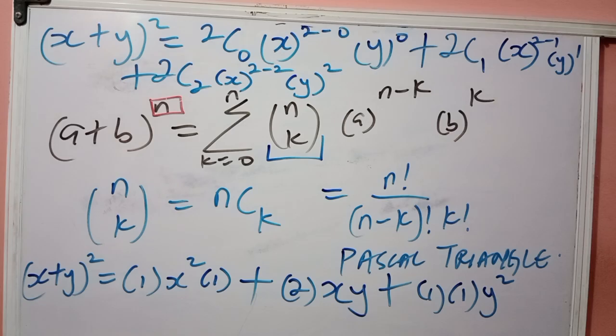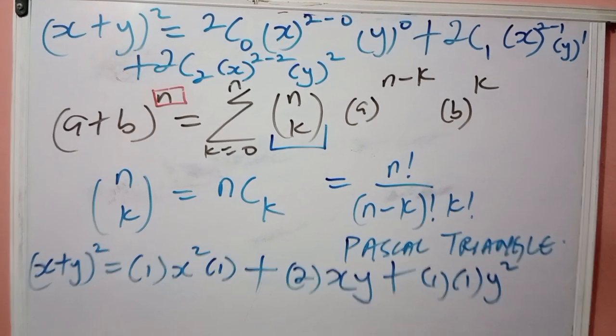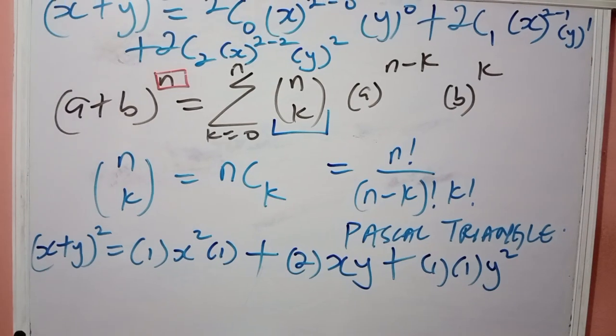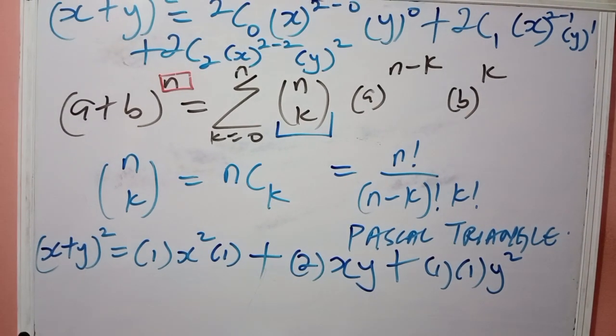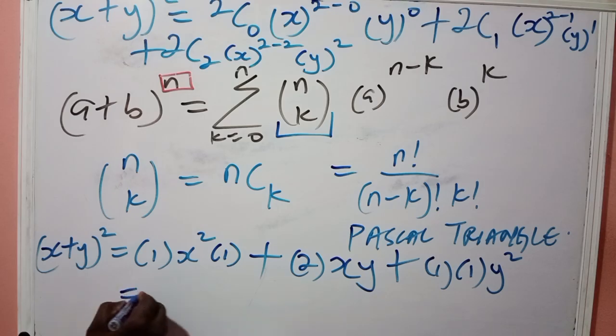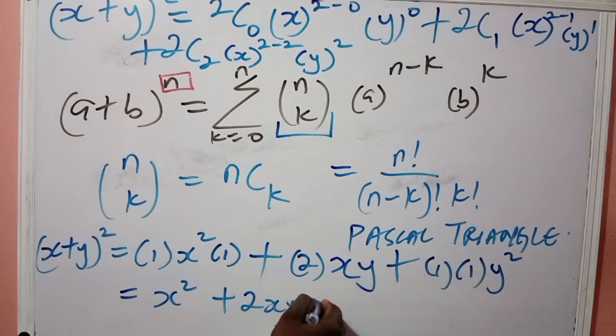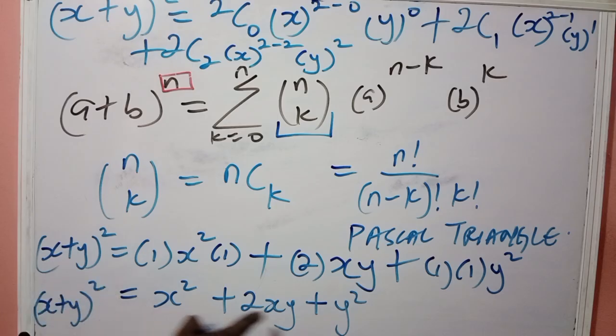So you can see how by using a simple scenario, we are able to get our results very easily. So this is 1 times 1, that's 1. So we'll be having x squared plus, this will be 2xy, then plus y squared. That means we can conclude that x plus y raised to power 2, this is the solution.